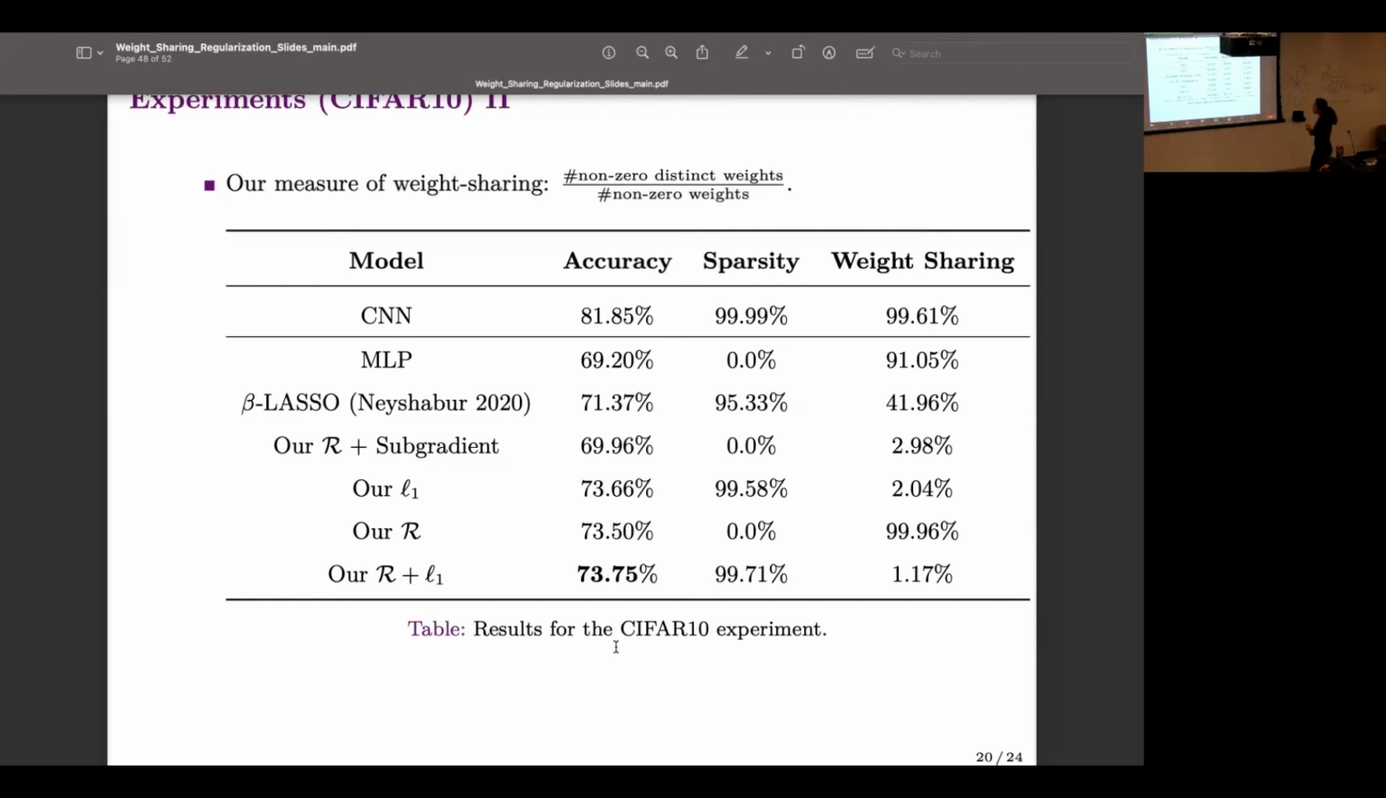The weight sharing is happening, but all of the shared weights are at zero, so the way that we measure the weight sharing is not going to include them here. It's non-zero weight, yeah. So let's answer the question of what is the use of this regularization when CNN is working better.